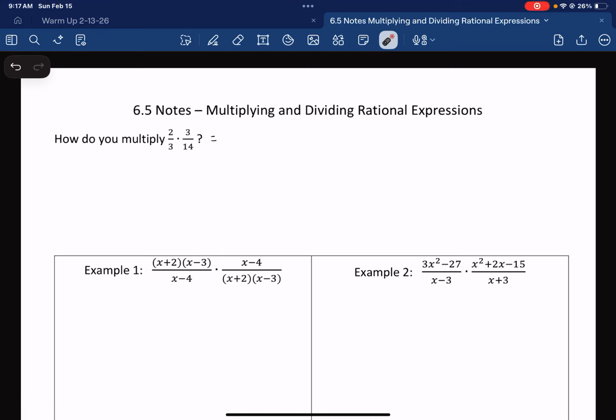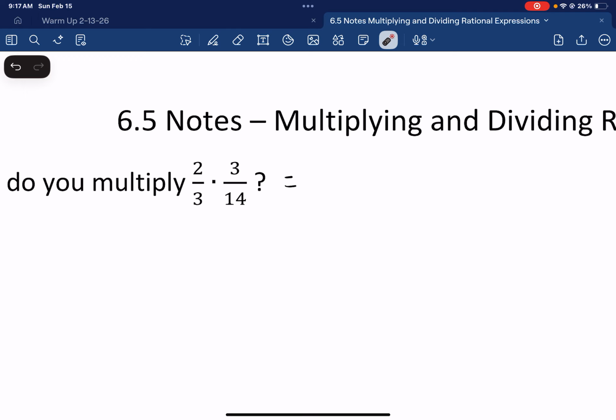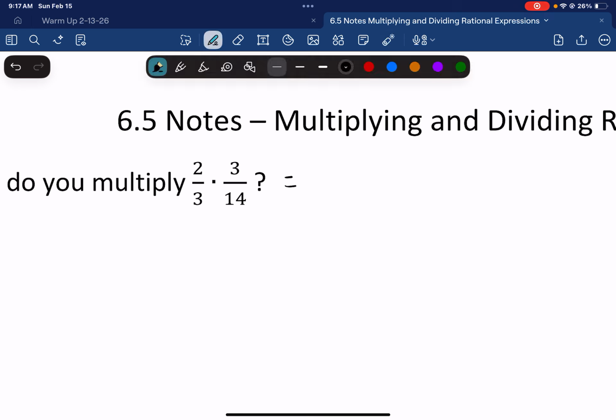To multiply and divide rational expressions, let's remember how we multiply fractions first. Remember, a rational expression has a ratio in it, or a fraction. So let's just remind ourselves of this really fast. If we have 2/3 times 3/14, remember, multiplying fractions, you just multiply straight across, numerator times numerator and denominator times denominator.